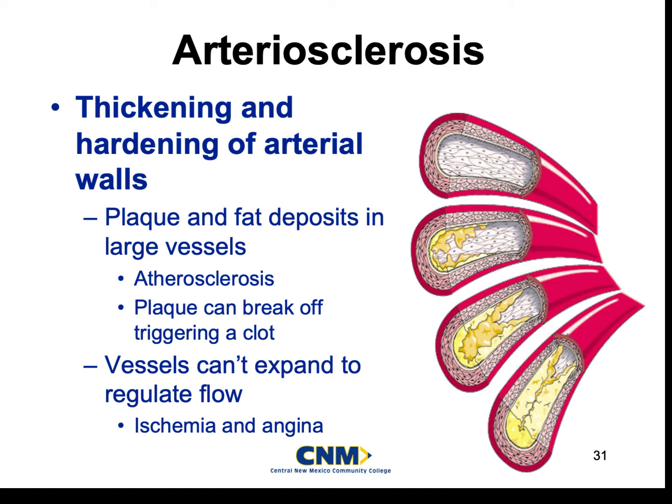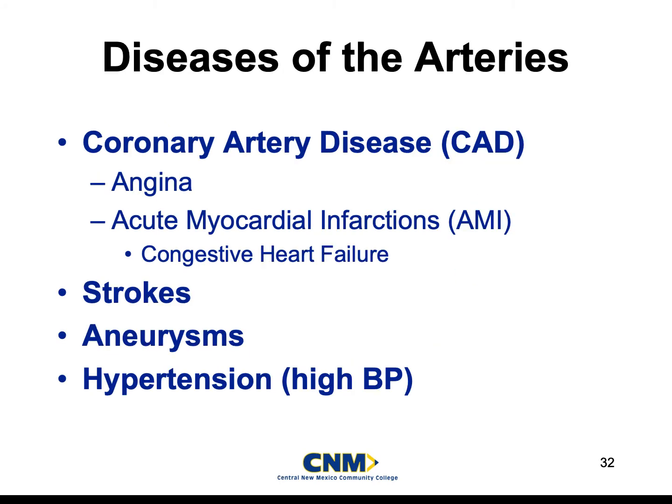But really what this does, because of the arteriosclerosis, is limit our vessels' ability to expand in order to regulate the actual flow of blood to our tissues. So we can start developing ischemia. You will see the term ischemia on the bottom of this slide. That's just the lack of blood flow to our cells, and something known as angina. We're going to talk about angina here in a minute. So arteriosclerosis and the actual atherosclerosis that's produced because of the arteriosclerosis can really give us some problems.